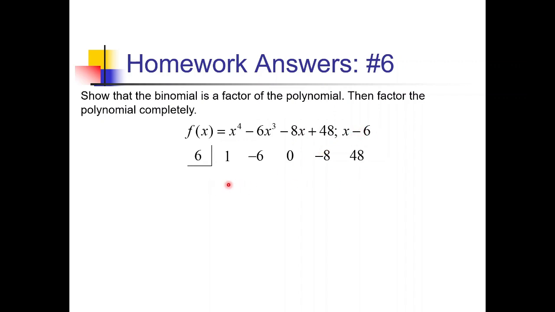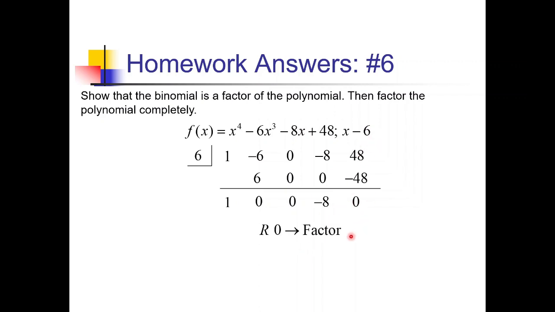We've got our synthetic division line, and we're bringing down our first coefficient of 1. 6 times 1 is 6, plus -6 is 0, times 6 is still 0, plus 0 is still 0, lots of zeros here. 6 times that is still 0, but now we get something different. -8 plus 0 is -8, 6 times negative 8 is negative 48, and then 48 plus negative 48 gives us the 0 that we expected, because they told us this was a factor. We just needed to prove it. So remainder 0 proves that x minus 6 is a factor.